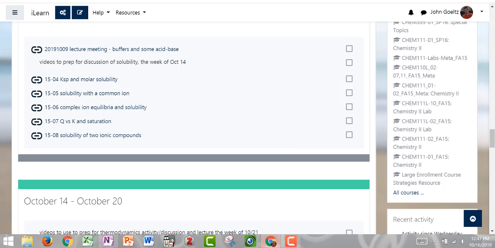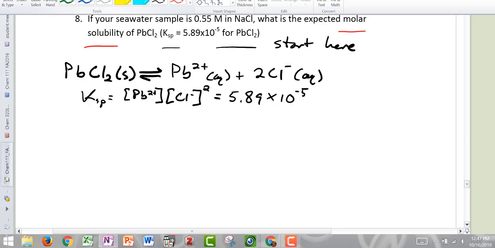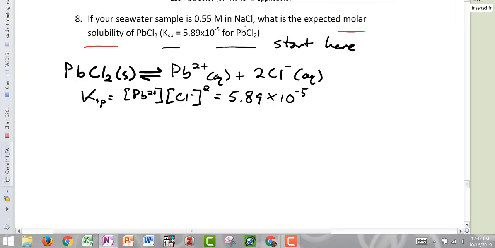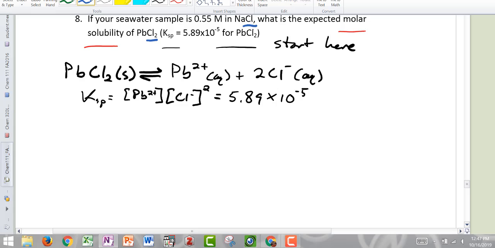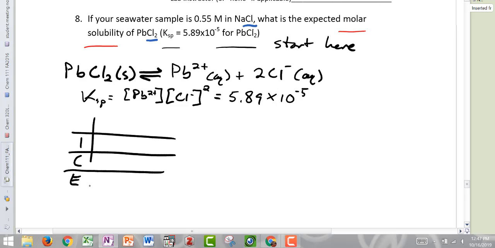Common ion, I don't really like that phrase, but it is what people call it, so we kind of have to do it. That means that there is an ion in common between the solution, chloride, and your chemical, lead chloride. That is the common ion. It is the ion in common between the two. Why am I doing an ice table? Because I got too many variables.